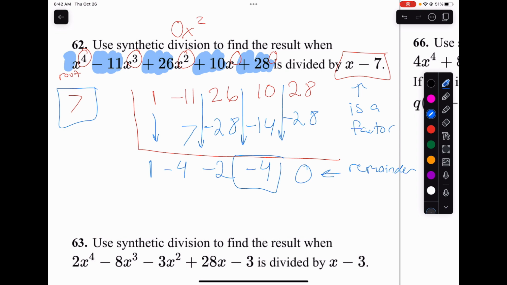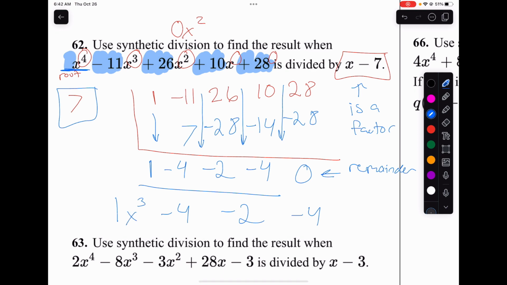Then it's just super easy to write your answer. These are going to be the coefficients on your resulting polynomial. So we have 1, negative 4, negative 2, negative 4. And we started with an x to the power of 4. When you're using synthetic division, you're just going to go down by 1 power. So if we have an x to the power of 4, that means our first coefficient is going to be an x to the power of 3, x to the power of 2, x, and then our constant. So this would be our answer there.